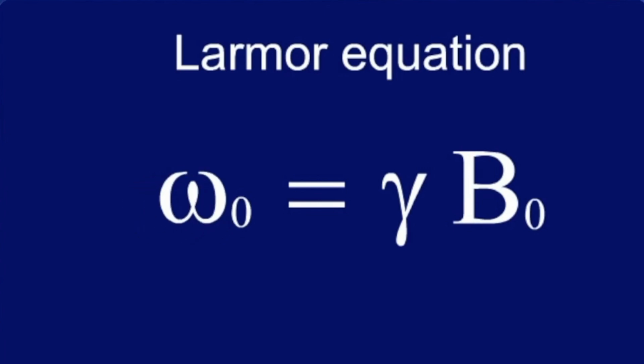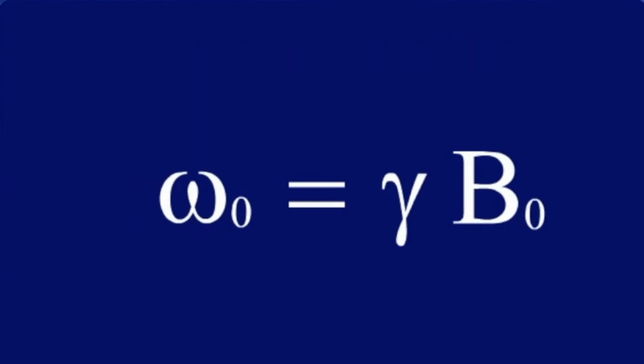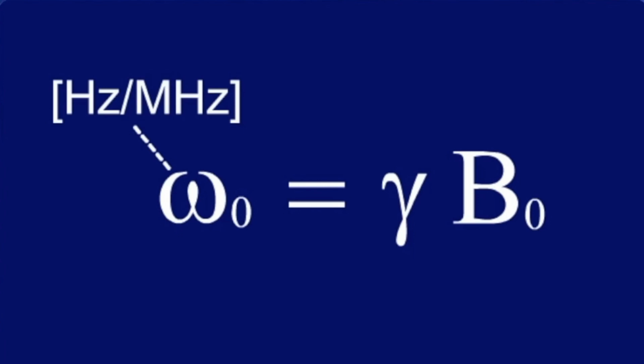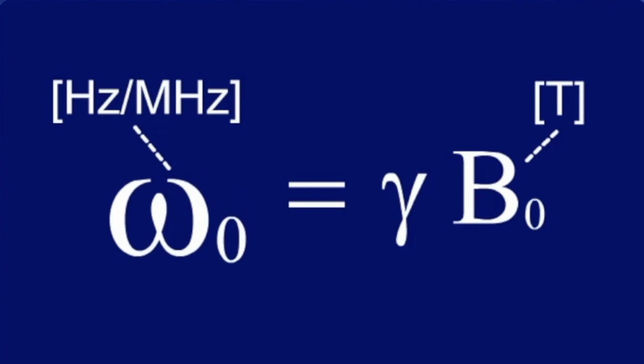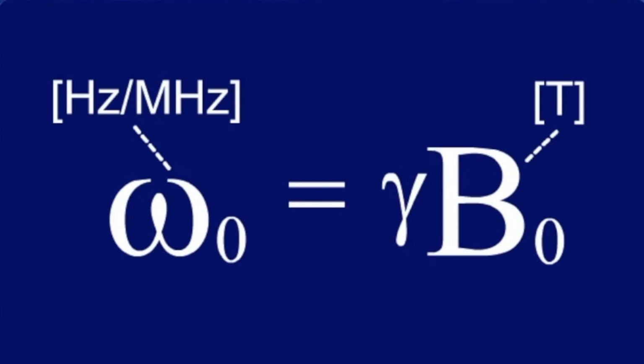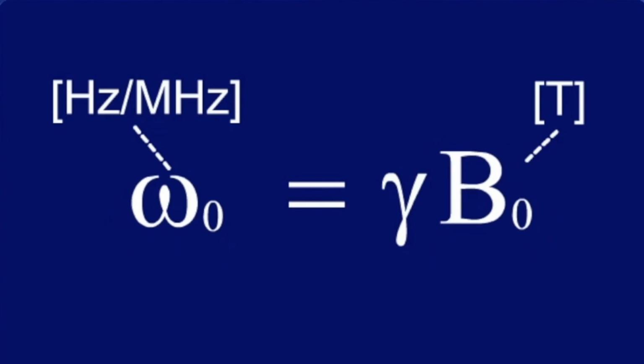Omega 0 is the precession frequency in hertz or megahertz. B0 is the strength of the external magnetic field, which is given in Tesla, T, and gamma is the so-called gyromagnetic ratio. The equation states that the precession frequency becomes higher when the magnetic field strength increases. The exact relationship is determined by the gyromagnetic ratio gamma.